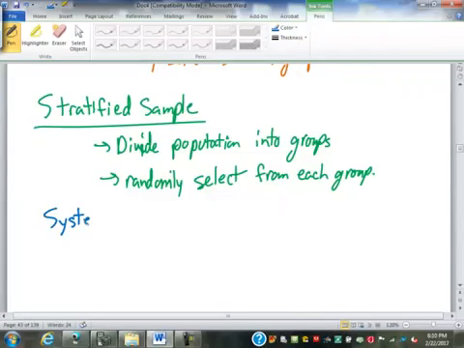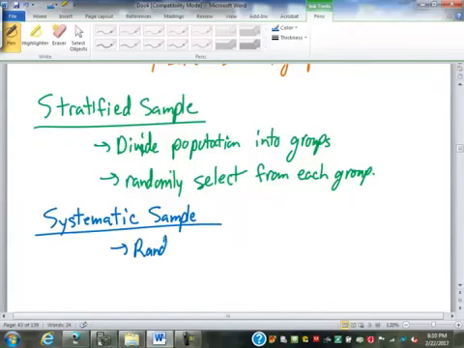There's systematic samples. In a systematic sample, you randomly choose a starting point.